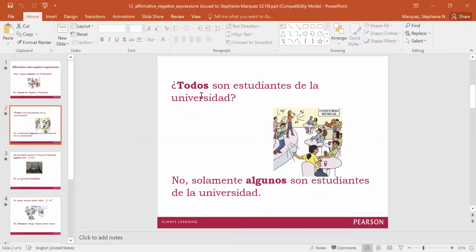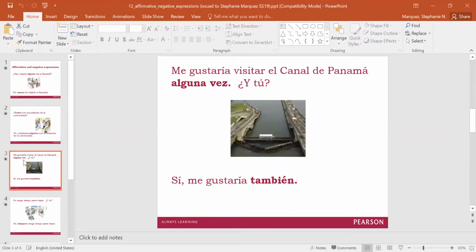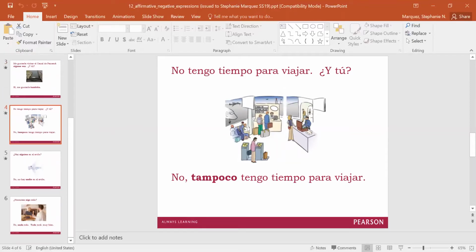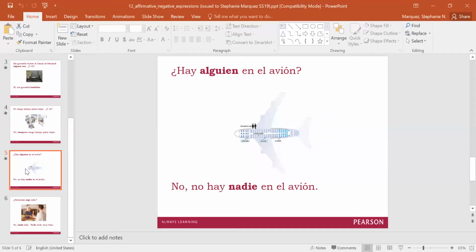Obviously, I'm not going to go through all of these with you. You can see that todo or todos, all or everything, algunos is there. También is another word for vocabulary and memorization. Tampoco is another one. Alguien, nadie, for example, ¿hay alguien en el avión? Is there someone, or is there anyone in the airplane? No, no hay nadie en el avión. No, there is not anyone, or no, there is no one on the airplane.